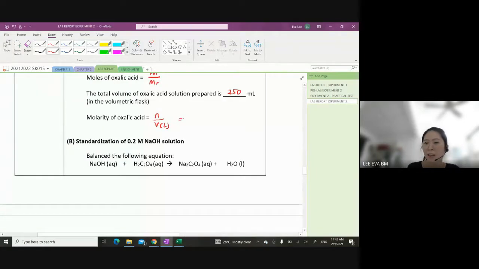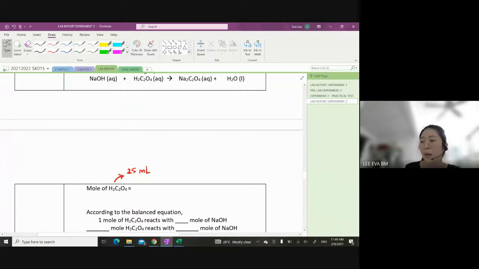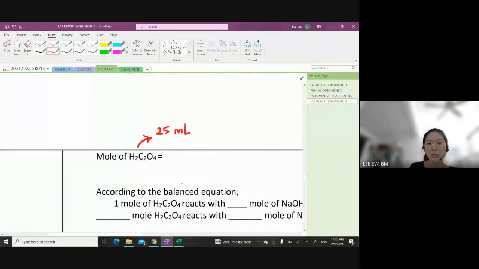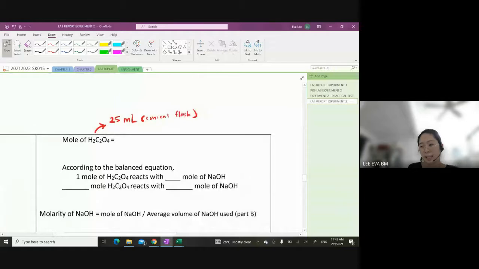Okay, up in part A, this is what we prepared. We prepared a lot in the volumetric flask, 250. But what we used in the conical flask, where we do the titration, is only 25 ml. So for this case, you can jot down 25 ml in the conical flask. We repeat this 4 times: we have the gross, set 1, set 2 and set 3. Moles equals molarity times volume. The molarity you get from part A. Madam notes it here: molarity from part A. Then the volume, you can straight away change it to liter, which is 0.025 liter. It's the same, 25 milliliter or 0.025 liter.